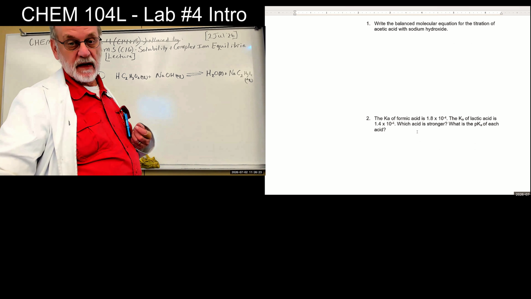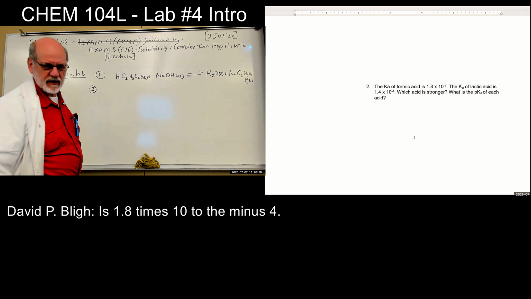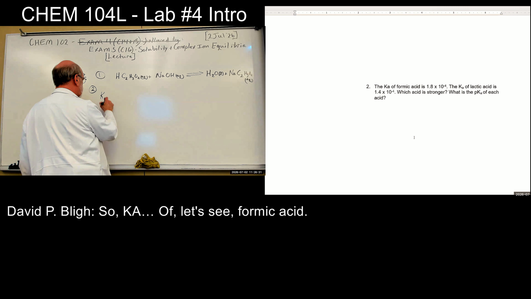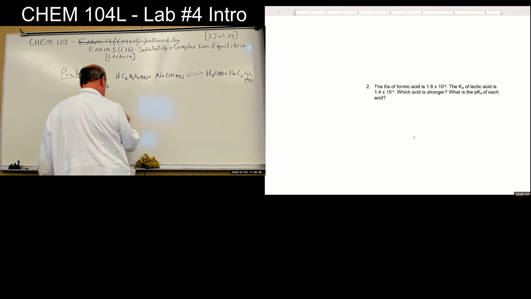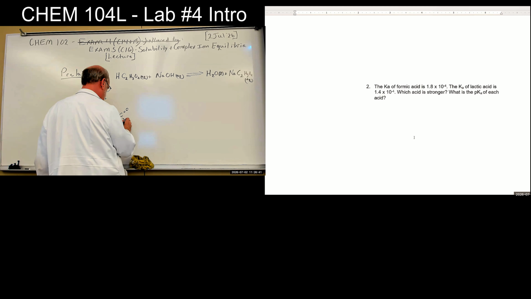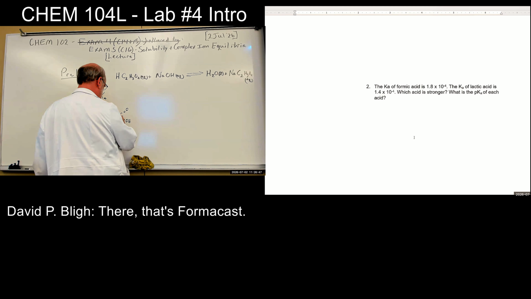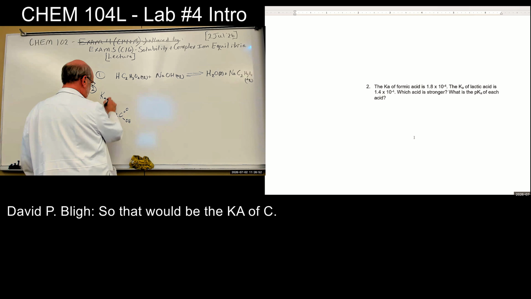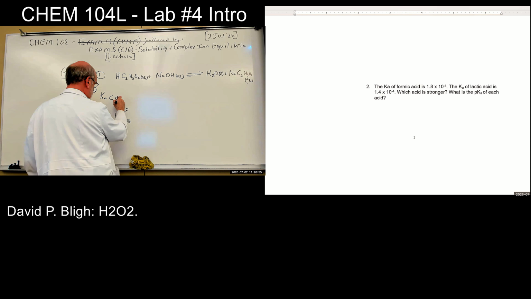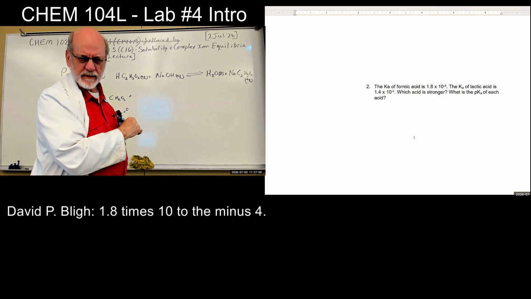That's the molecular equation. The Ka of formic acid is 1.8 times 10 to the minus 4. So Ka of formic acid, CH2O2, is equal to 1.8 times 10 to the minus 4.